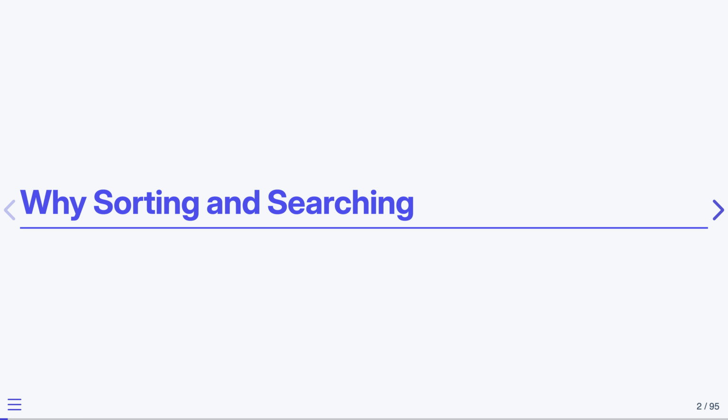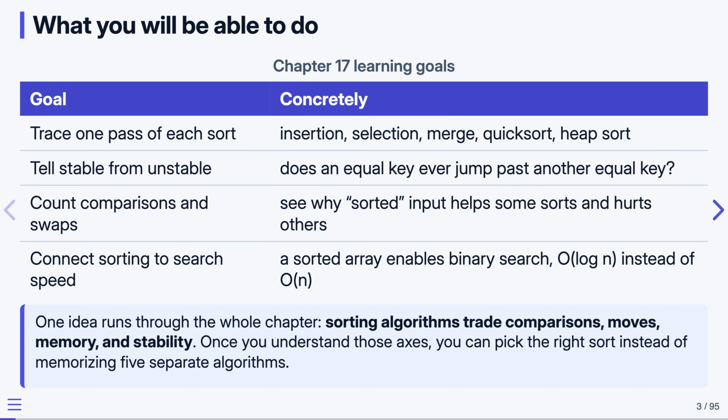Let's start with why sorting and searching matter so much. The speed of every search you do later depends on getting the data in order first. Let's look at the goals for this chapter. By the end, you will be able to do 4 things.